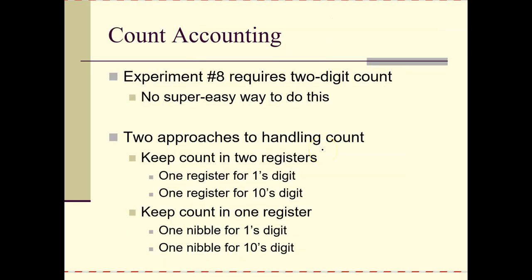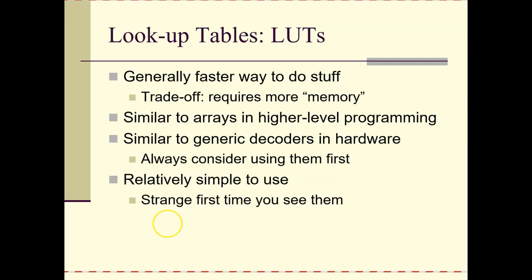You need to keep track of a count in experiment 8. The easiest way to do it is keep track of the count in decimal, which takes a little bit of extra code, but it's still less code than converting binary to decimal each time you need to display a number. The best way is to keep 2 different counts in 2 different registers, which makes your code very simple. This experiment uses a lookup table, which is a super efficient way to access data.